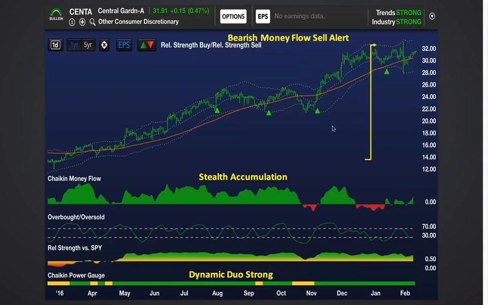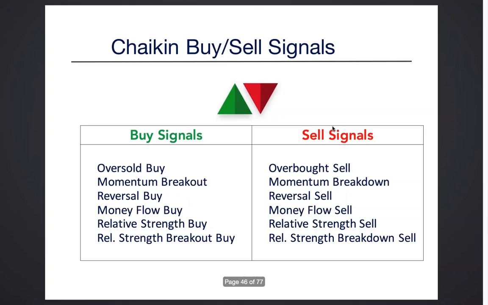So two key concepts. Stealth accumulation helps you find stocks to buy, and the bearish money flow sell alert is the only technique I know that gives you an opportunity to sell a stock at a new high and not feel as if you're going to leave a lot of money on the table.